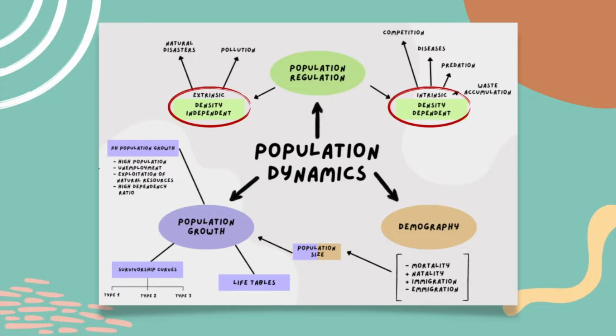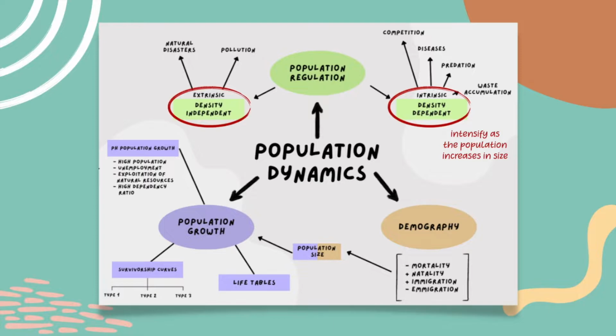Density dependent factors intensify as the population increases in size. Examples of this would be competition, which occurs when the number of resources is not enough for individuals. Second are diseases that are likely to cause more deaths as the population increases as well. And lastly would be predation and also waste accumulation.